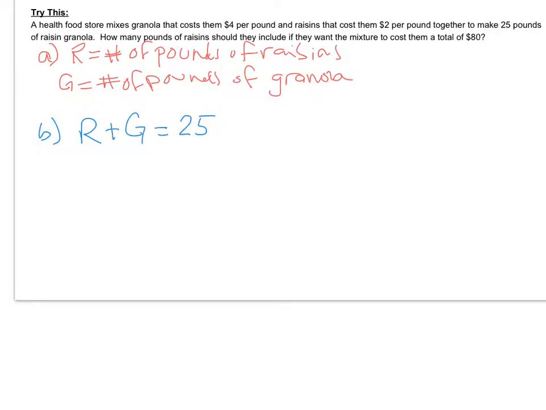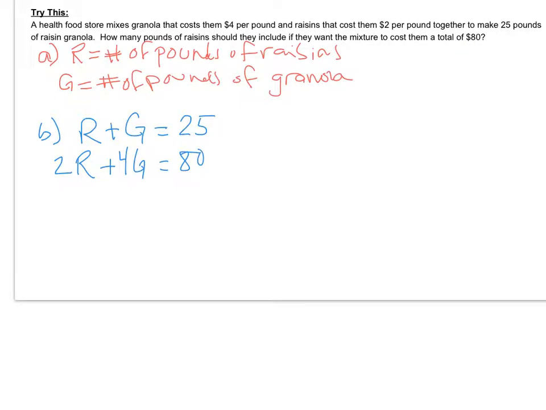Then if we look at it, granola costs $4 per pound and raisins cost $2 per pound. So then let's go ahead and write our next equation. If it's $4 for granola, it would be 4 times G, and I'm going to line that up in the right spot. And if it's $2 for raisins, that's 2 times R. And altogether, it costs $80. And that's coming from right here.